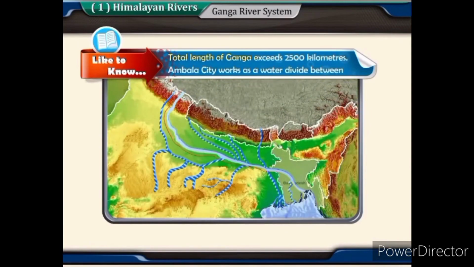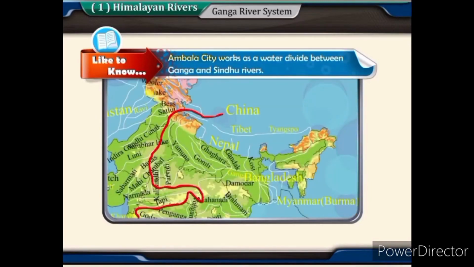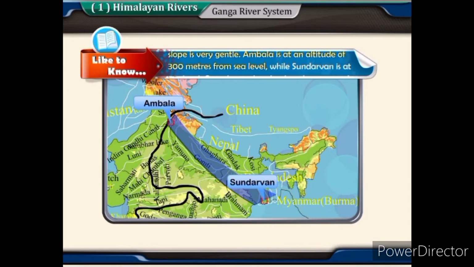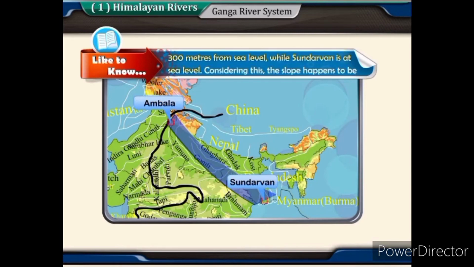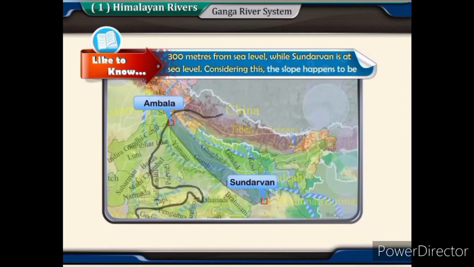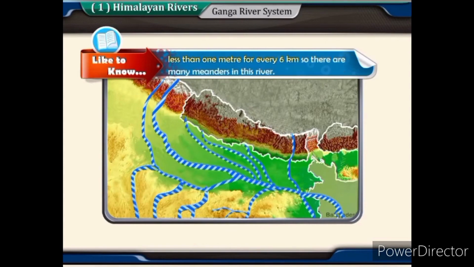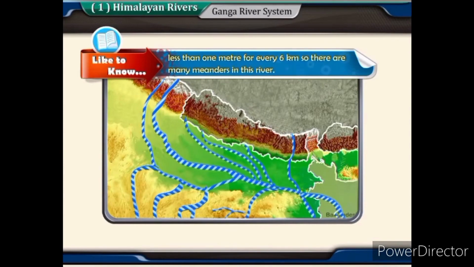Total length of Ganga exceeds 2,500 kilometers. Ambala city works as a water divide between Ganga and Sindhu rivers. Ambala to Sundarban is about 1,800 kilometers, but the slope is very gentle. Ambala is at an altitude of 300 meters from sea level, while Sundarban is at sea level. Considering this, the slope happens to be less than 1 meter for every 6 kilometers, so there are many meanders in this river.